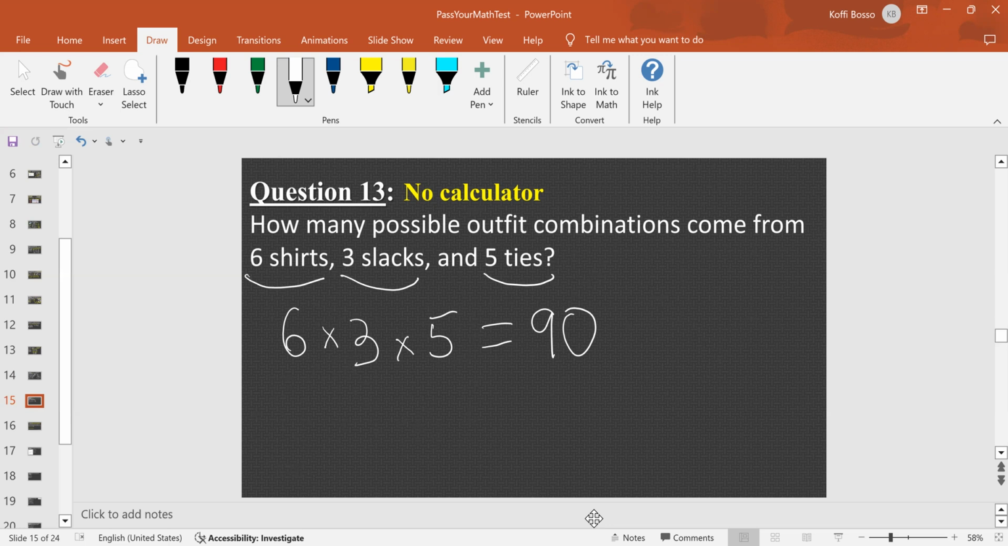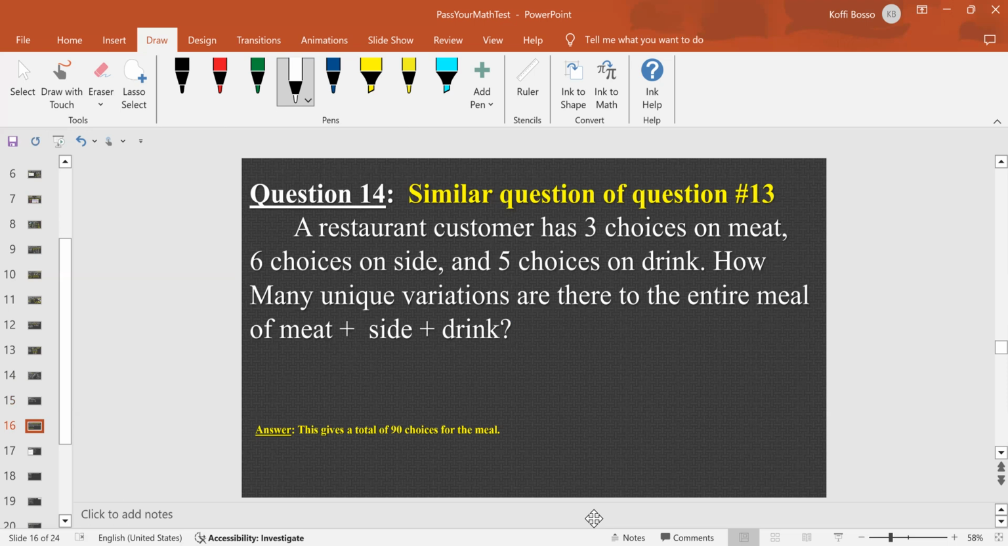Okay, let me give you a similar question, because with those kinds of questions, you don't need to bother yourself. It's simple. You just multiply the numbers to get the answer. Okay, let's see this one, a similar question to question 13. A restaurant customer has 3 choices on meat, 6 choices on side, and 5 choices on drink. How many unique variations are there to the entire meal of meat plus side plus drink?